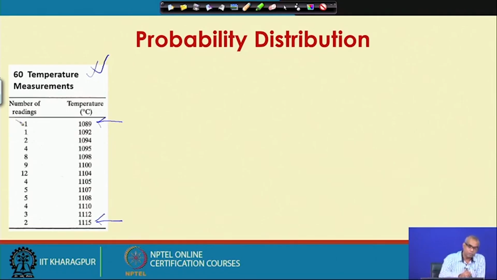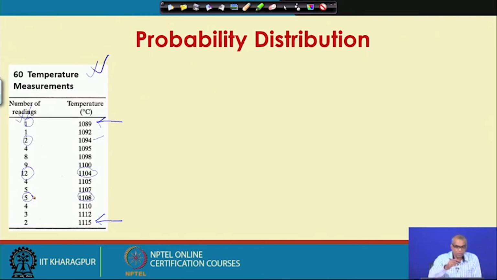On the left, this is the number of readings. What it means is, temperature 1089 degrees Celsius was obtained once, 1094 was obtained twice, 1104 was obtained 12 times, 1108 was obtained 5 times, so on and so forth. So, on the left, this number of readings essentially indicates the frequency of distribution or the frequency of occurrence.